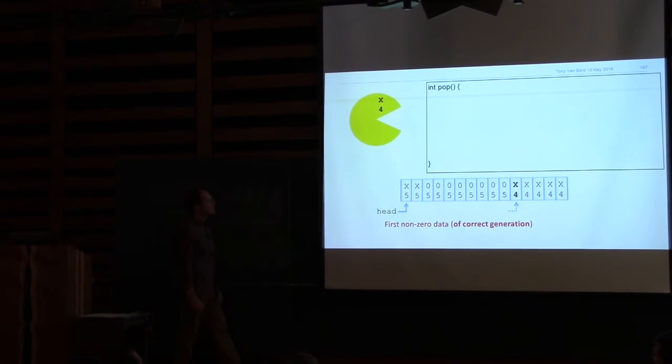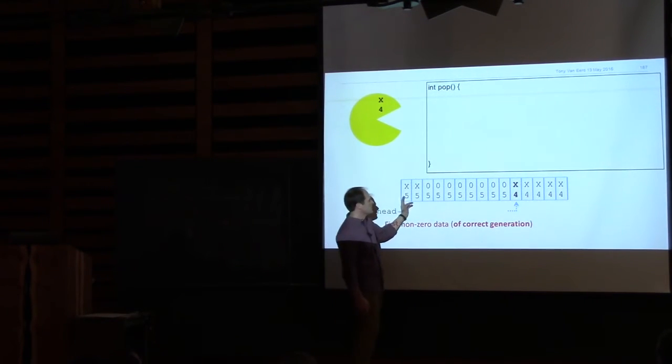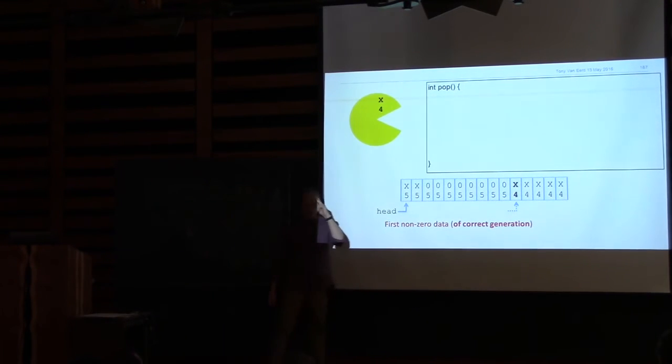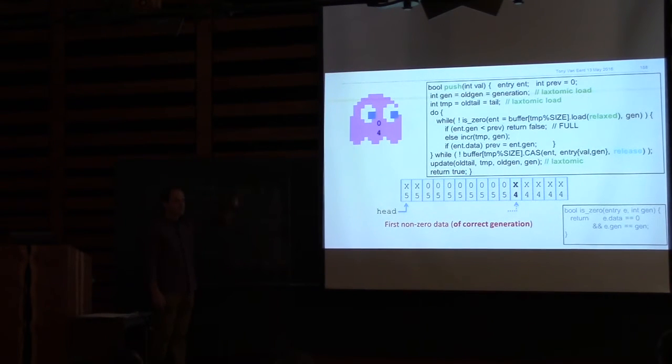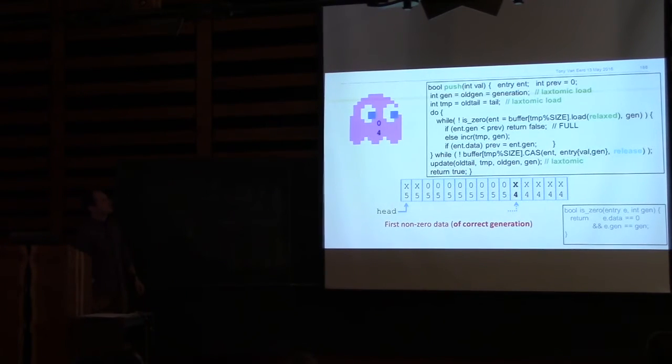Yeah. Okay. Pop. What's pop going to look like? Pop's looking for the first non-zero data of the correct generation. So it wants to skip along until it sees the X4. Pac-Man's eyes are looking for X4. And push looked like this. He's only half dead. He's kind of squinting. Half dead with glasses? Yeah, maybe. Push looked like this.